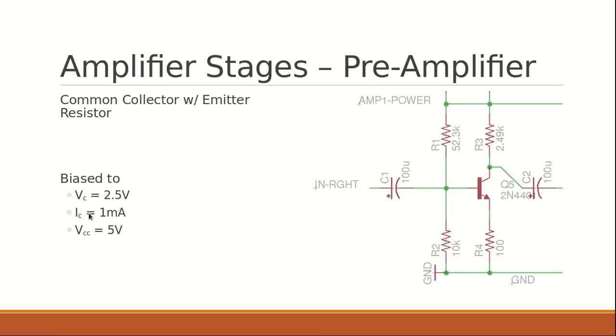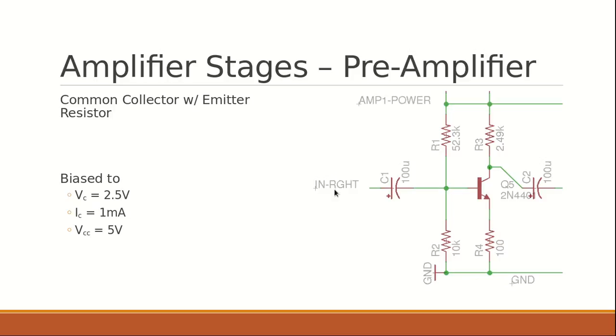Also, the IC at DC should be about 1 milliamp, and so these resistors are chosen to bias to that. And that's assuming 5 volts VCC. The two capacitors are DC blocking capacitors, so that the AC signal can pass through, but the DC from the power rail does not pass through the capacitors.